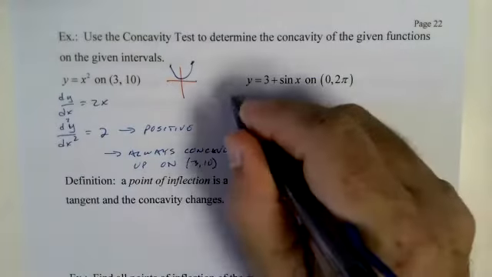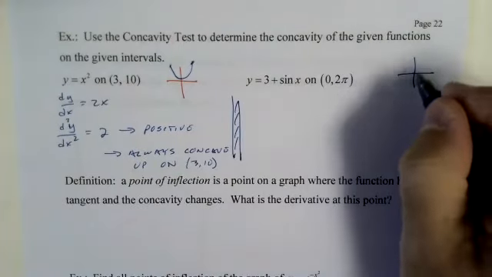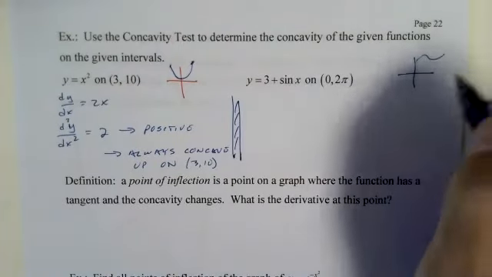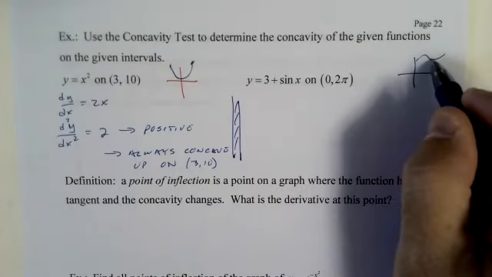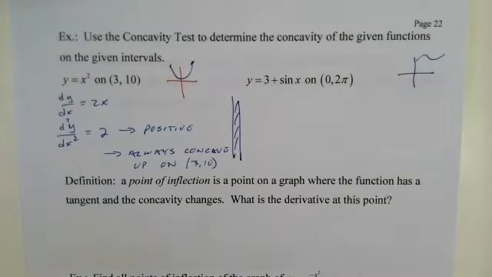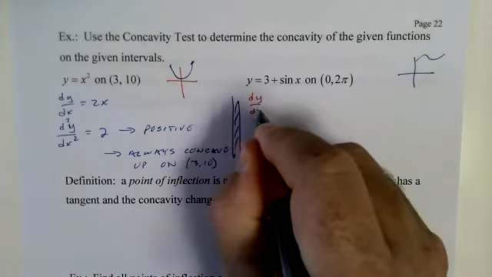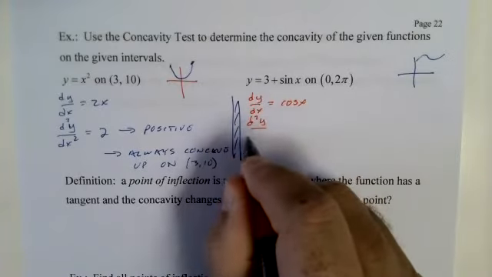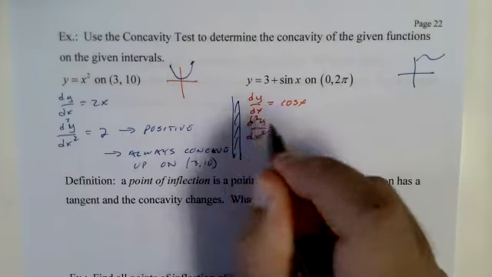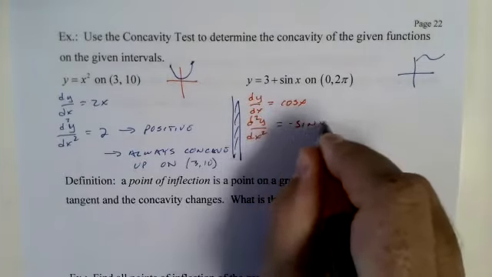Now, 3 plus sine of x up here is going to do this. So it's going to bounce around. We're from 0 to 2 pi. So we're going to get concave down from 0 to pi, and concave up from pi to 2 pi. Let's see how I do. dy/dx equals cosine of x, and d squared y/dx squared. By the way, it's a lot easier to go y prime, y double prime, but I'm purposely doing that.